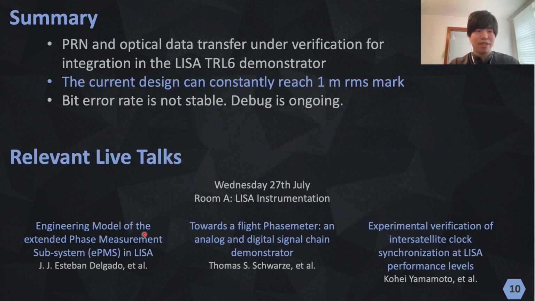So here is summary. So the PRN and optical data transfer is under verification for integration in the LISA TR6 demonstrator. So the current design can constantly reach 1 meter RMS requirement. However, as mentioned, the error rate is not stable, so debug is ongoing.